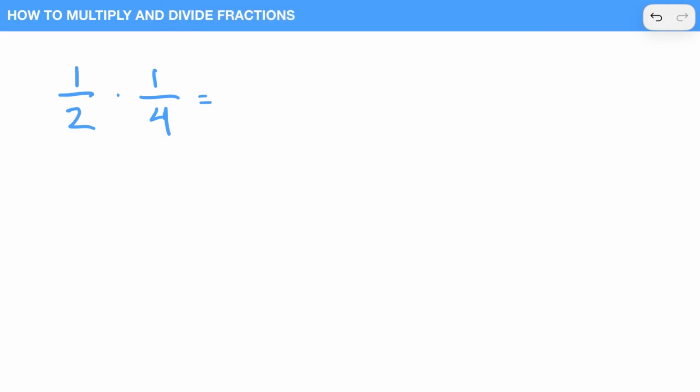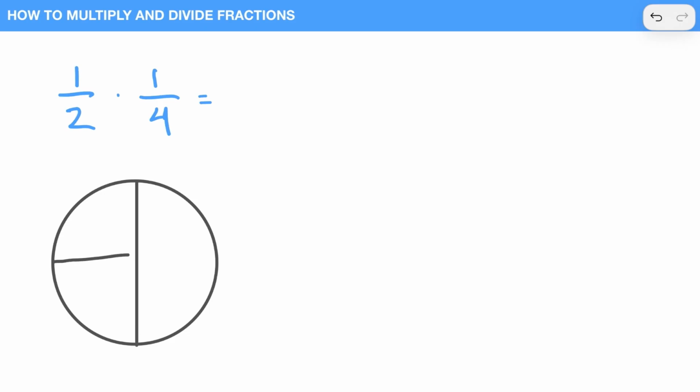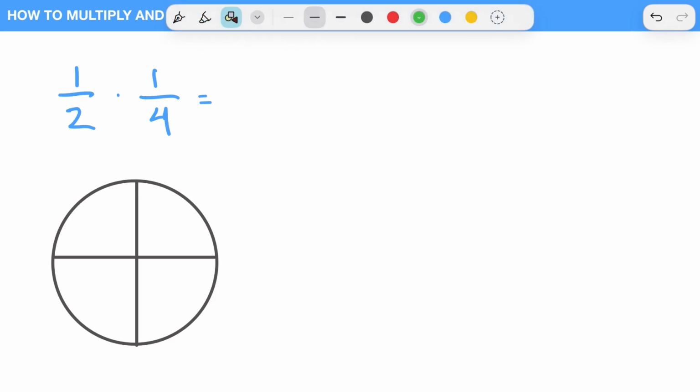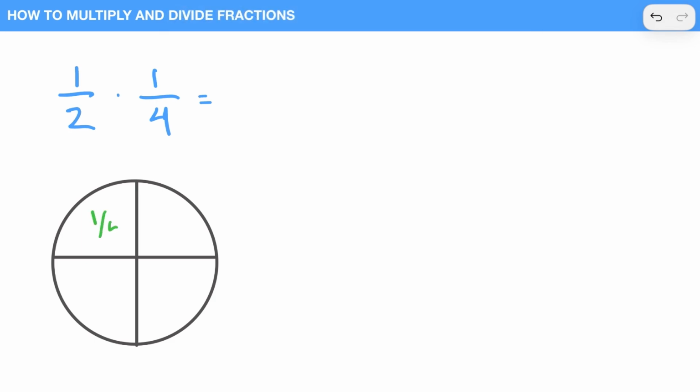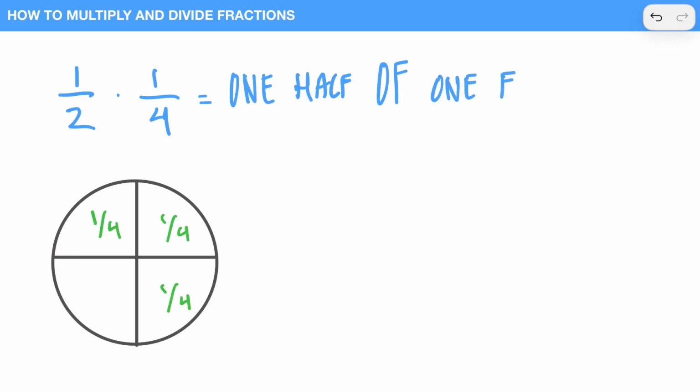So I'm going to draw a little picture for us to illustrate what's going on. Here I'm going to take a circle and divide it up into 4 equal pieces. So if you're tracking with me, each of these slices is 1/4 of the circle. Now look what we're doing here. We're taking 1/2 of 1/4. Words, in my opinion, help understand why this works. We're taking 1/2 of 1/4.